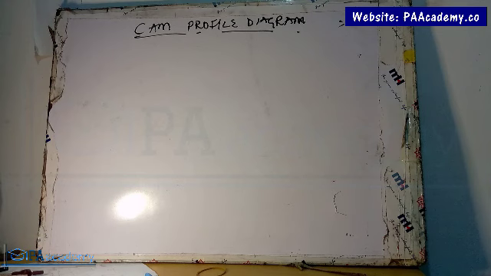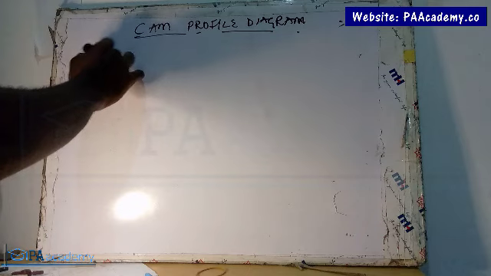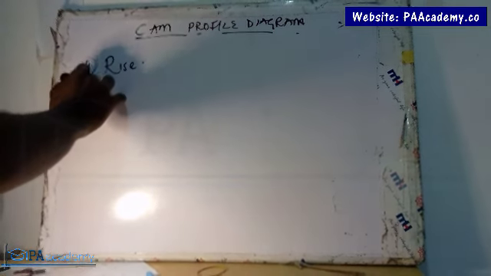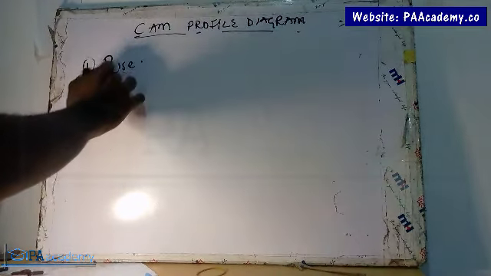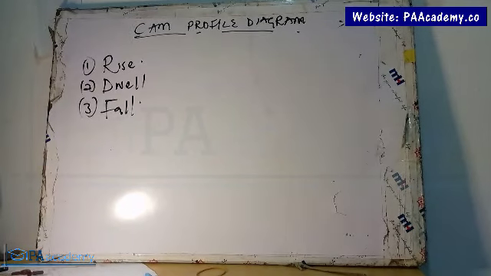Alright, so now let's get started. Now to answer questions under the CAM profile diagram, there are certain things you have to pay attention to in terms of the keywords. So one of them, number one, is rise. The second one is dwell. And then the third one is fall. So these are the three things that usually happen. Either the thing is rising, it dwells, or it falls. Either they want to pluralize it or they put it in singular, whichever one.